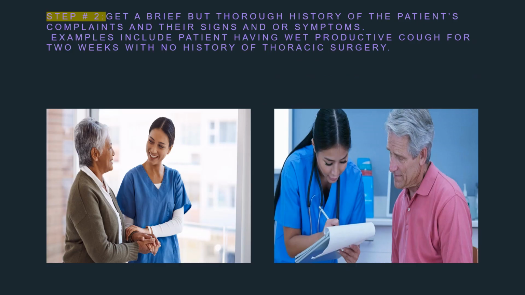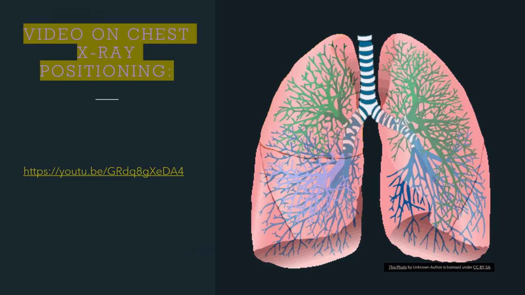Step two, you want to get a brief but thorough history of the patient's complaints and their signs and symptoms. Examples may include having a wet productive cough for 2 weeks with no history of thoracic surgery. Those are important to help the radiologist understand maybe what pathology could be present.